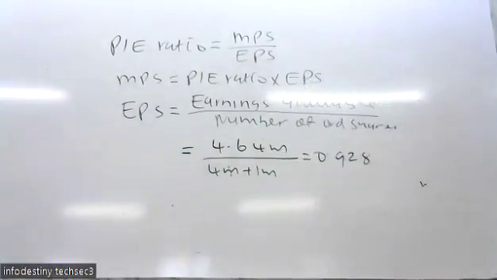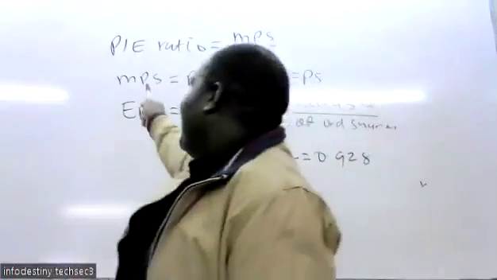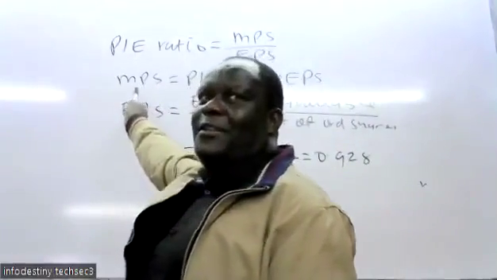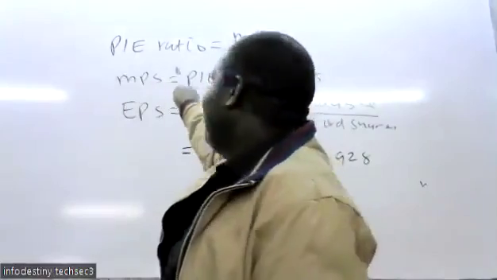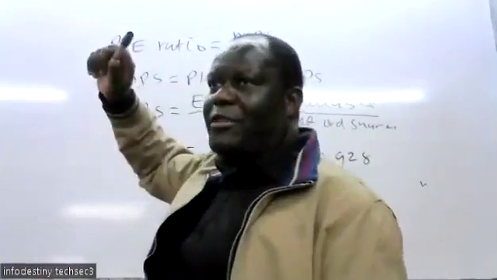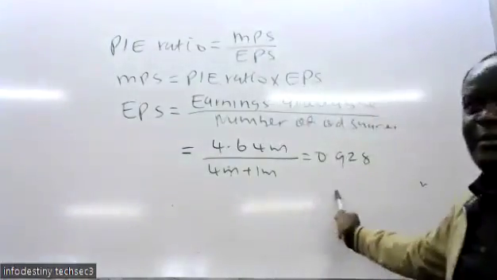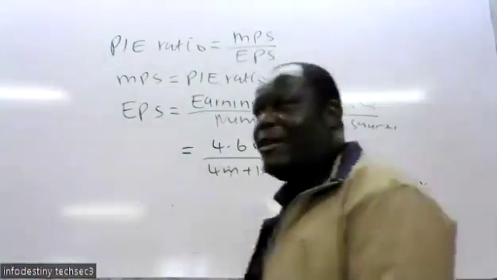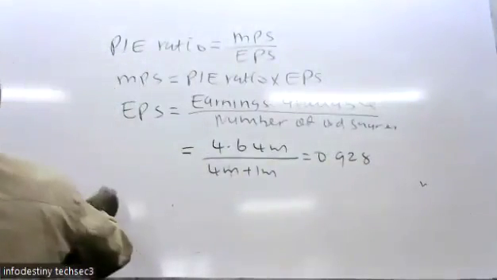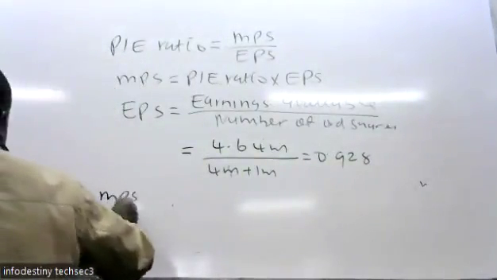So that is now the earning per share. What we want is the market price per share after the right issue. The price earning ratio will always remain constant. And now the earning per share. So we now want to get the market price per share after the right issue.